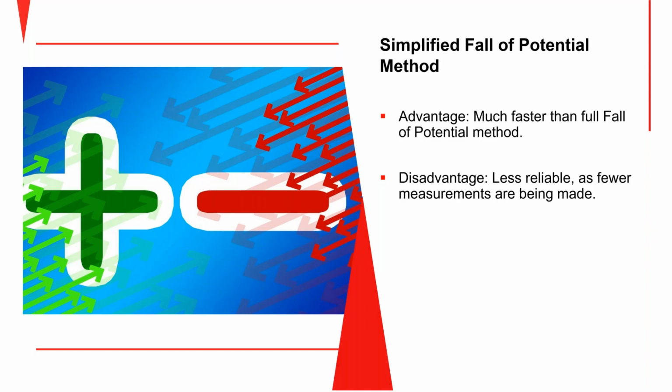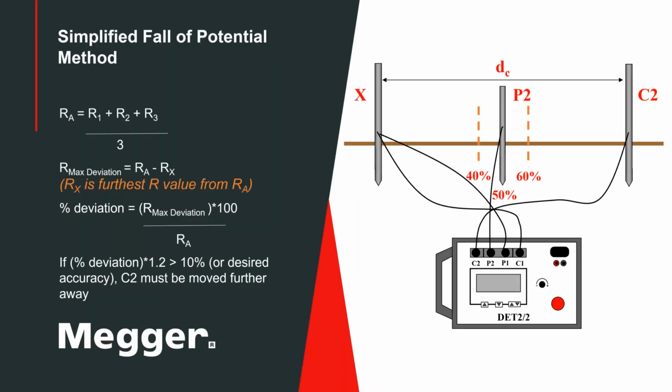Simplified fall has the advantage that it's not as much work, so it's quicker, but there are more variables, so it's a bit less accurate and reliable. And in simplified fall, you're only taking 3 measurements.